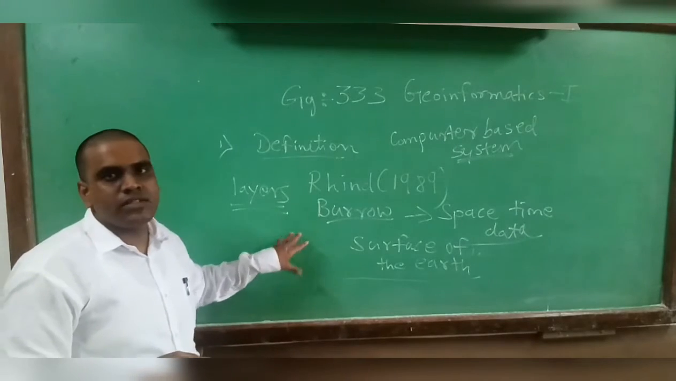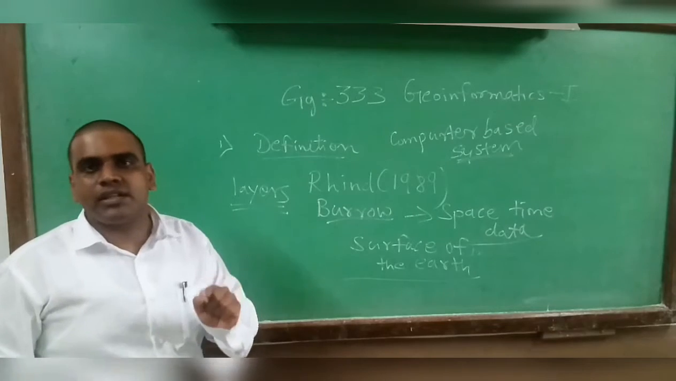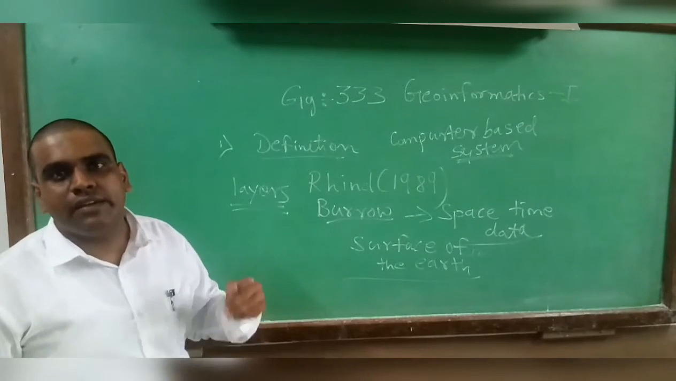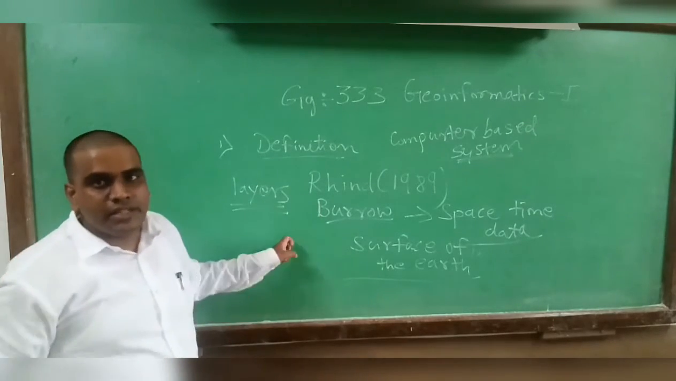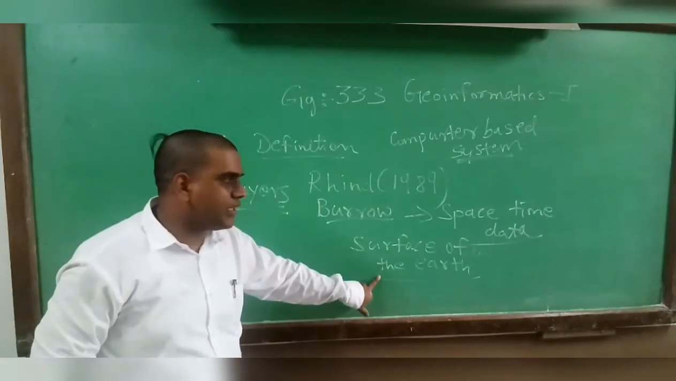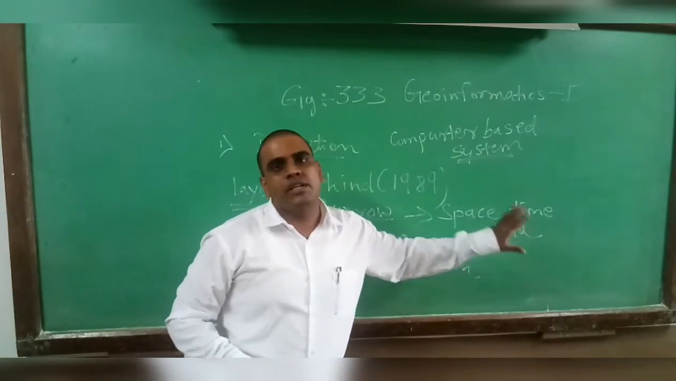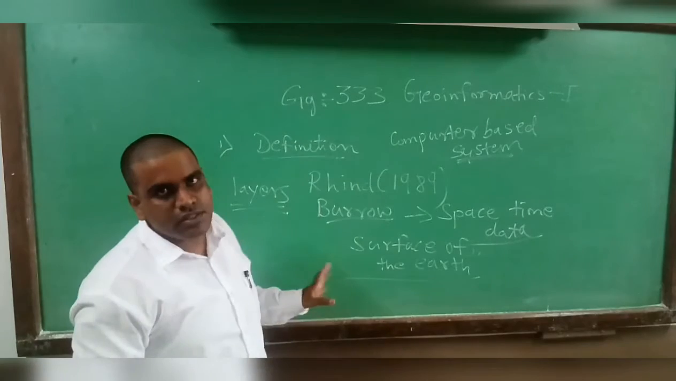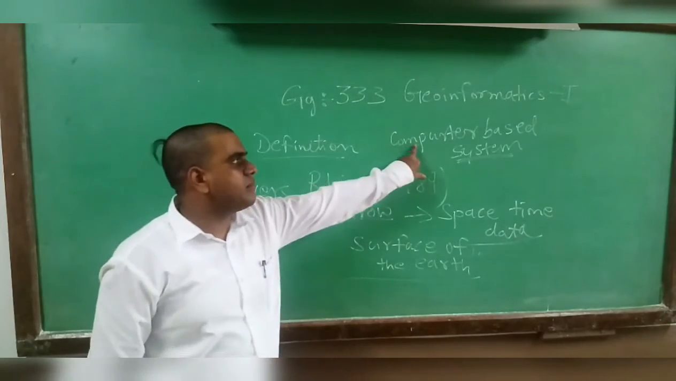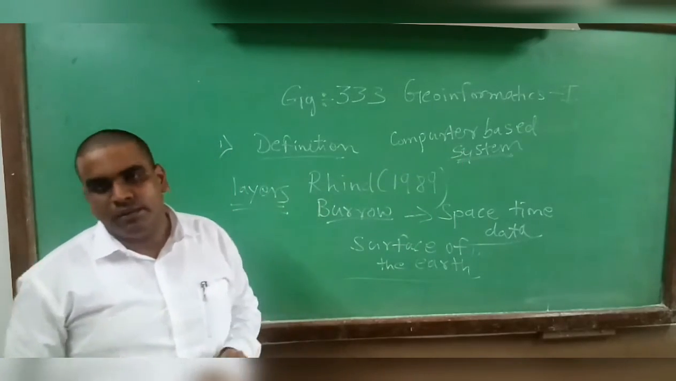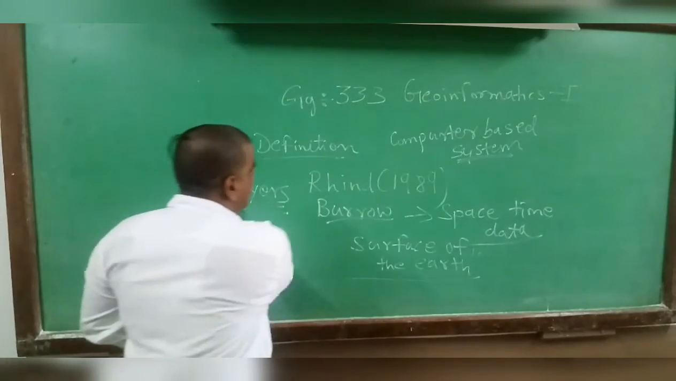So we have discussed 3-4 definitions of GIS. We have understood a very important concept of GIS, that it provides information in the form of layers. It gives information related to the surface of the earth, and as per Burrough's definition, it provides space-time information. So this was about the definition of GIS. You have to keep in mind also that it is a computer-based system. Now next we will be talking about the subsystems of GIS.